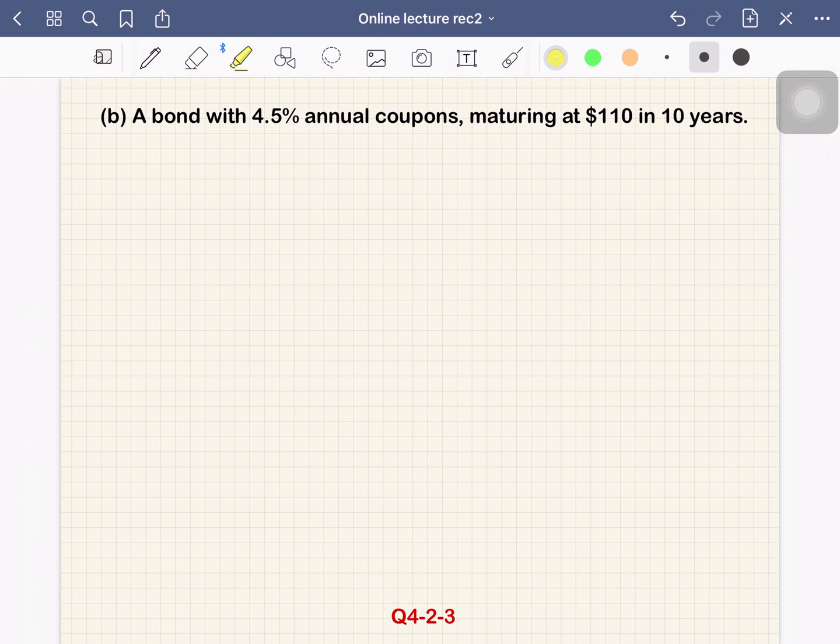Next, example B, a bond with 4.5% annual coupons maturing at 110 in 10 years. This time it says annual coupons, so the coupon is for every year. Without anything, usually we assume the coupon is semi-annual, but here annual coupons, so every year you receive 4.5%. It doesn't say anything about face value and price, but if we don't have any remarks, we have to assume that is 100.